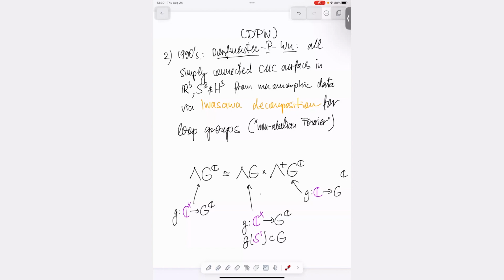So that's what we developed, and with this I will explain a little bit how this is then used. You can make all simply connected CMC surfaces. This was some progress, because now people thought, okay, these people can do everything and they only need meromorphic data. That's the important thing. The whole nonlinearity is gone when you move to the loop group.